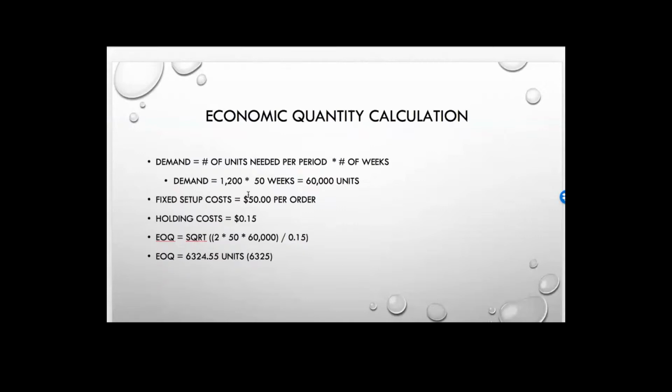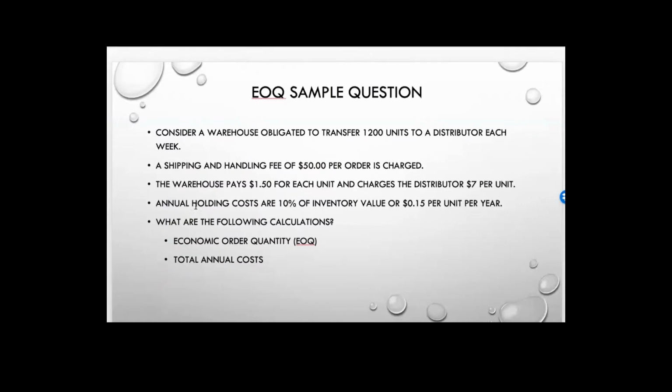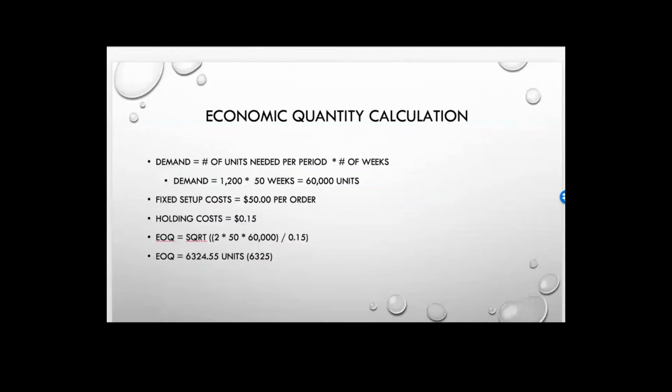Now, holding cost is the cost to hold our goods, and we got that from the annual holding costs, which are 10% of the inventory value. So to keep our inventory in a warehouse somewhere costs 10% of the inventory on hand. So that's where that 10% comes from.